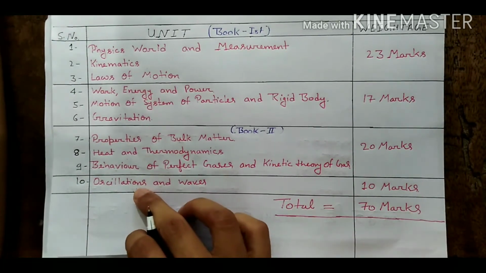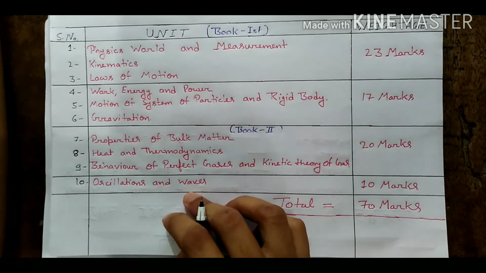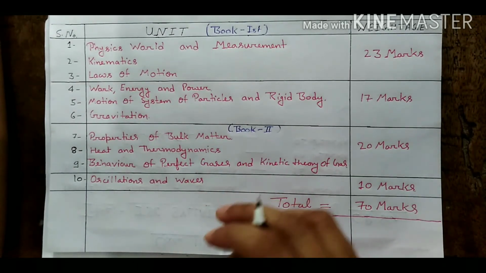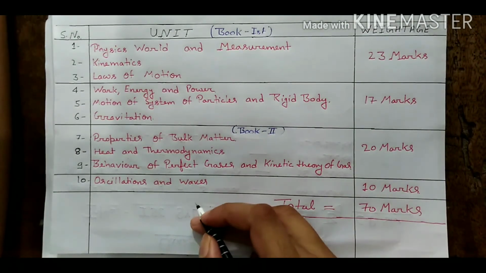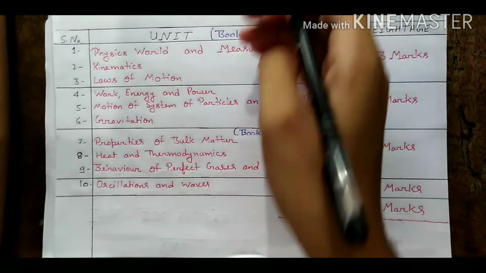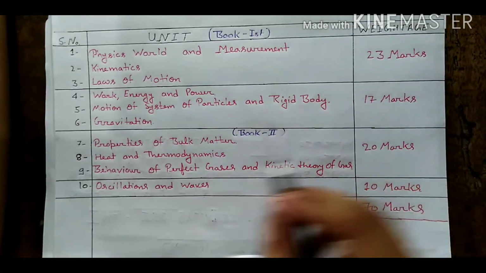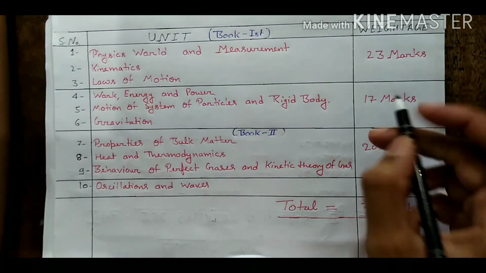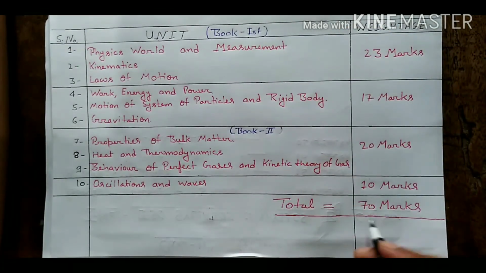And the second section of volume second is oscillations and waves. In this unit, we will study simple harmonic motion, free, damped and forced oscillations, waves, types of waves, wave motion, and superposition of waves, interference and beats, Doppler effect, and many more. This is a very important unit for class 11th students, and this whole syllabus contains 70 marks: 40 marks from the first volume and 30 marks from the second volume. All total is 70 marks.